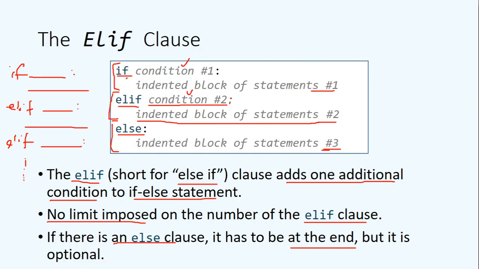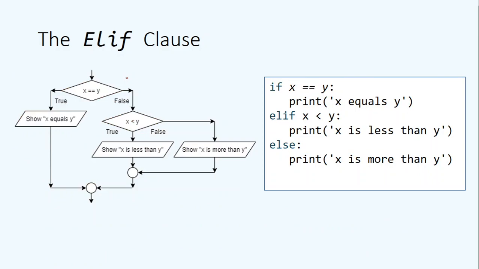So let's look at some examples. Here is the same flowchart that you have seen in the previous video, where we have two conditions. The first condition checks whether x is equal to y. If it is true, then we want to show that x is equal to y. Otherwise, we check whether x is less than y. If it is true, then we will show x is less than y. And if this condition is false again, we will show x is more than y.